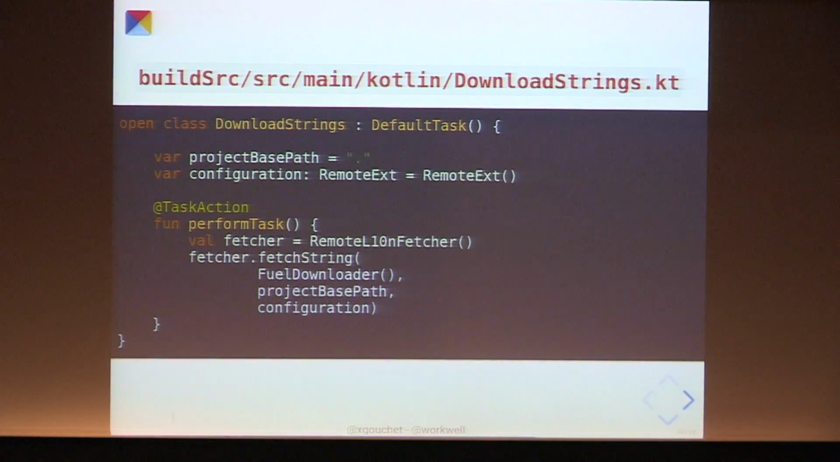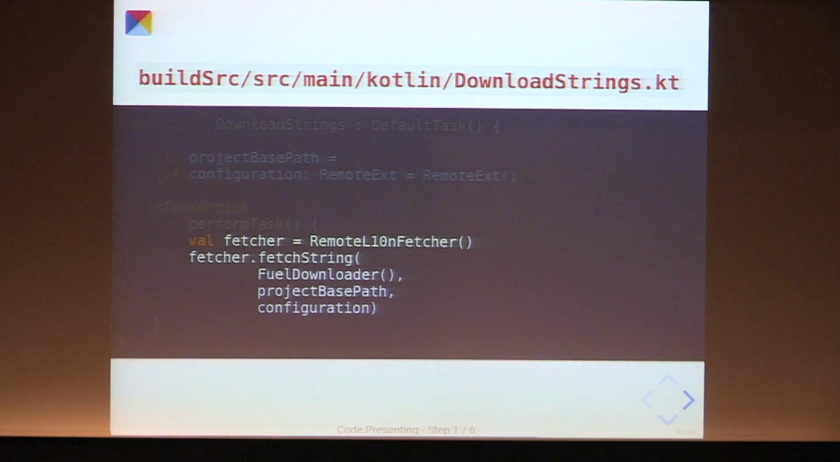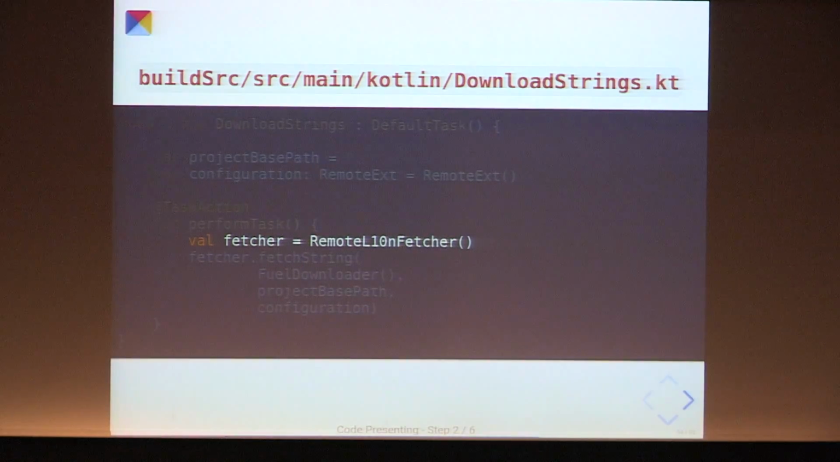So the task itself only has a dependency to which you just give everything, and it doesn't do any work itself. We're just going to create an implementation of a fetcher, and then call fetch strings with the default downloader, the project base path, and the configuration that comes from the build.gradle.